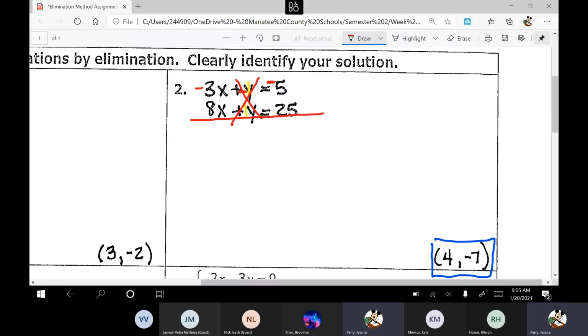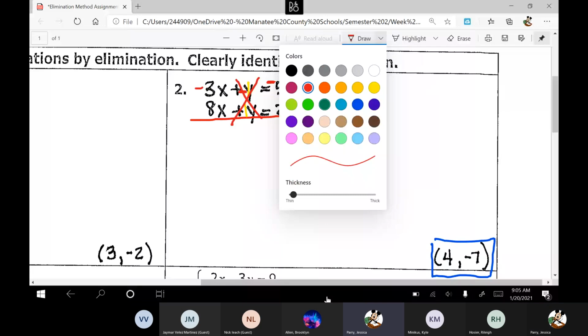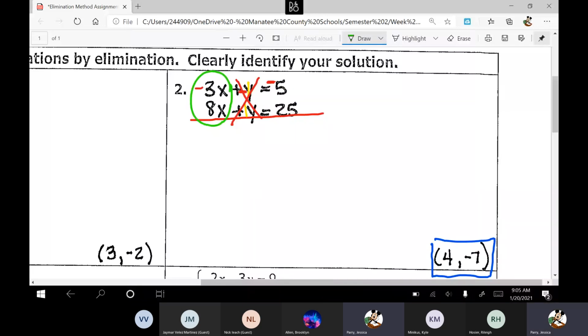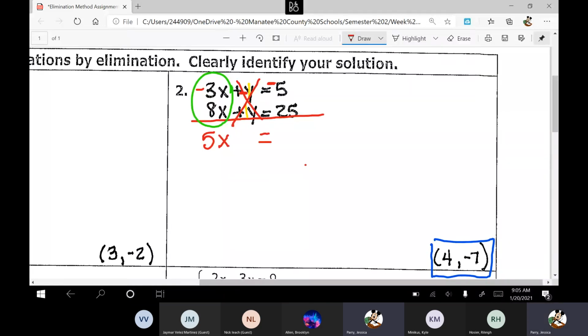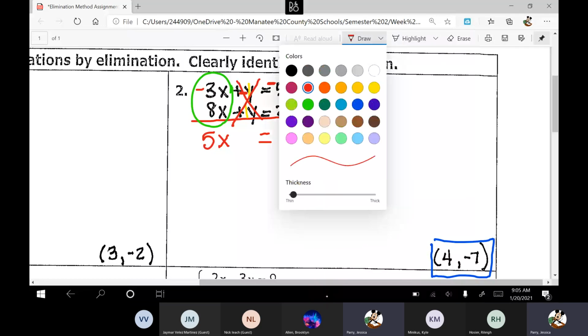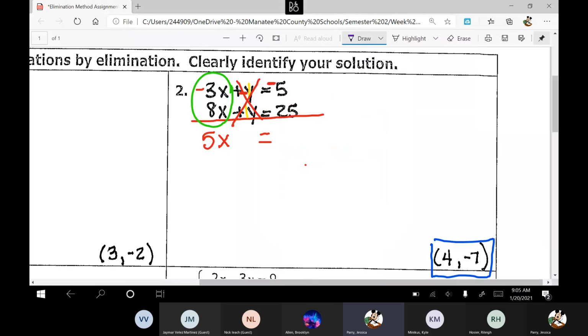So adding our 2 equations, we have our next column here. Our first one, sorry. The negative 3x plus 8x. And then negative 3x plus 8x is 5x. And then I'm going to bring down the equal sign. And then our next section that we're going to be adding are these 2 here, the negative 5 plus 25. And negative 5 plus 25 is positive 20.